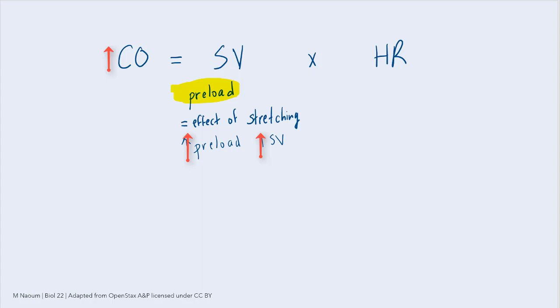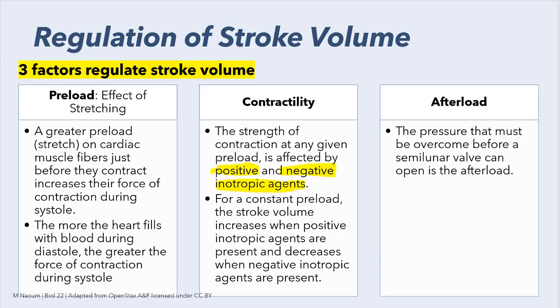And so you fill the ventricles up with more blood, there's more stretching, more contraction, more blood will leave the ventricles. The second factor is contractility. Contractility refers to the strength of contraction at any given preload. That means regardless of the amount of blood that is in the ventricles, we also have to take into consideration the strength of contraction. The factors that influence the strength of contraction are known as inotropic agents. Positive inotropic agents increase strength of contraction or contractility. Negative inotropic agents reduce it or decrease the strength of contraction.